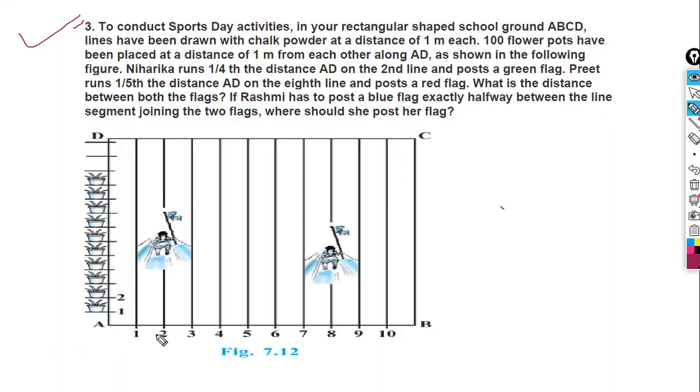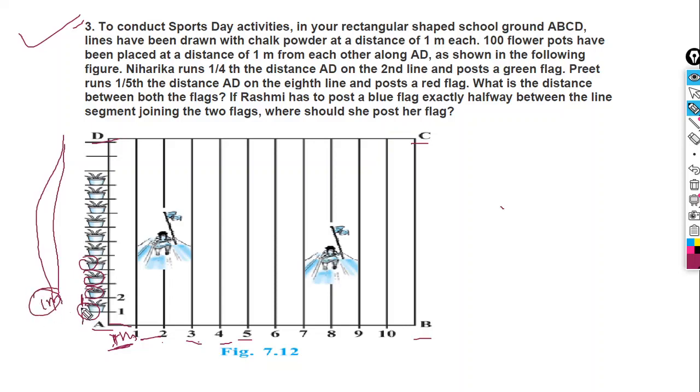So, a rectangular shaped field is there, A, B, C and D. Lines have been drawn. You can see line 1, 2, 3, 4, 5. So, the distance between each line is 1 meter. Now again, flower pots have been placed along AD and the distance between each flower pot is 1 meter.